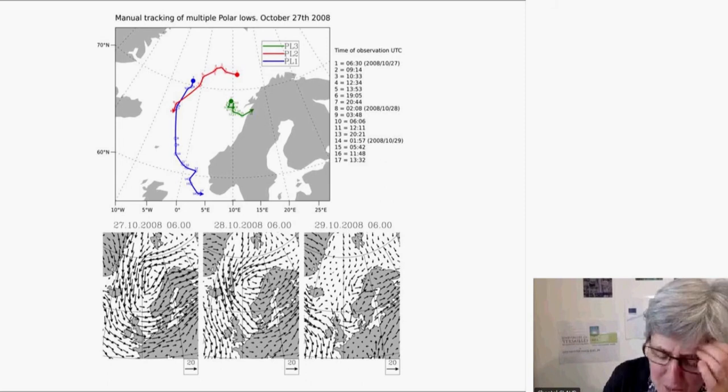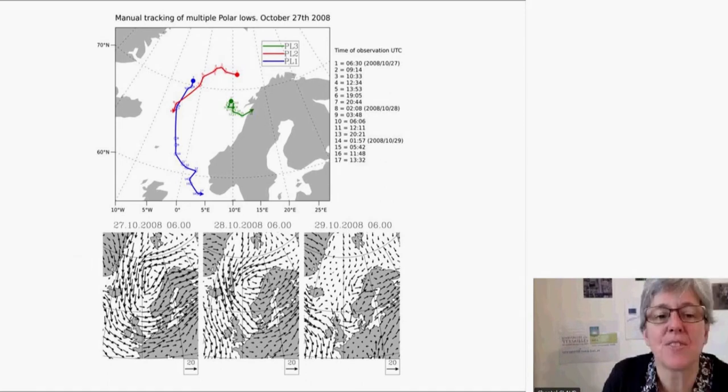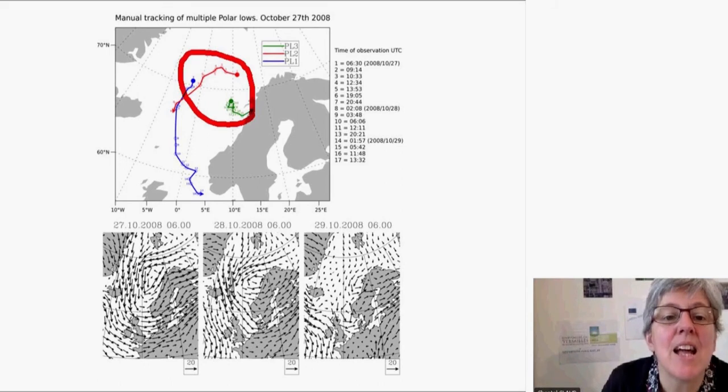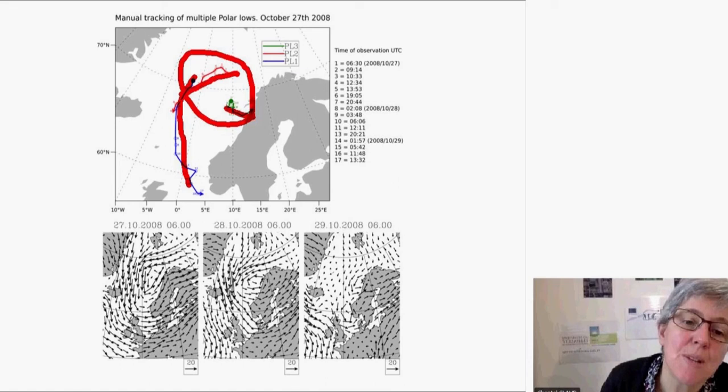And why can they take different directions like that? Here we have three polar lows. As I said before, we very often have outbreaks of polar lows. So we have three systems which have formed at about the same time. And the first one went to the west, the second one to the south, and the third one to the southeast.